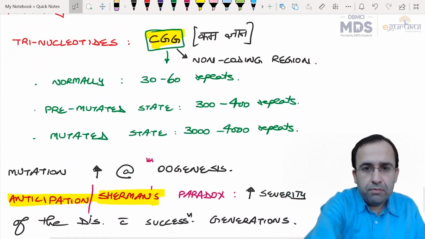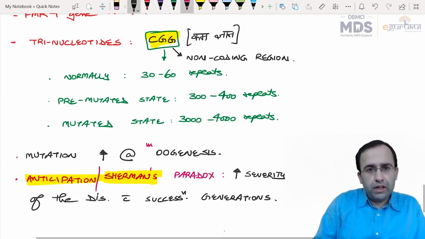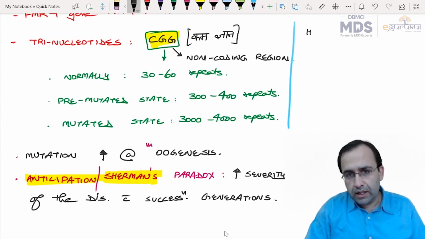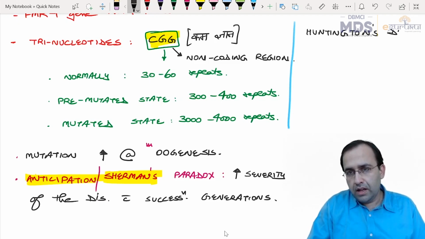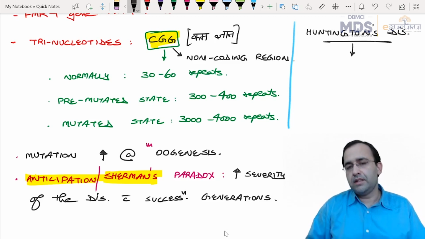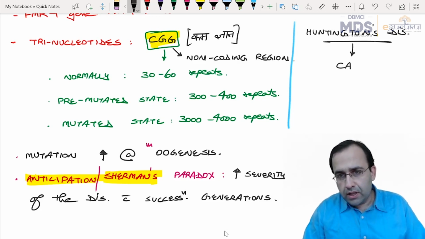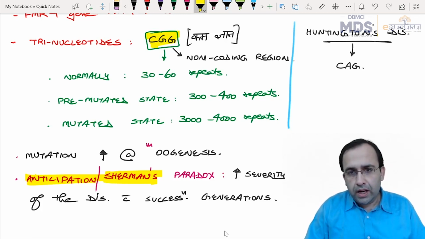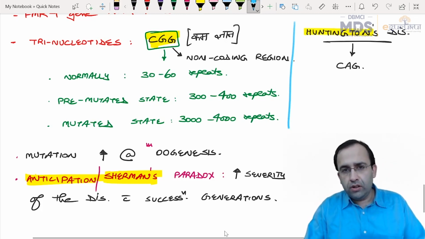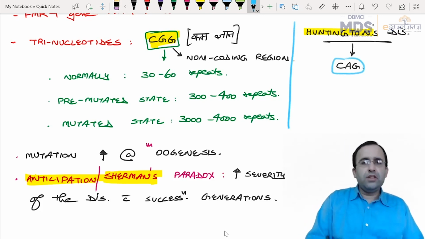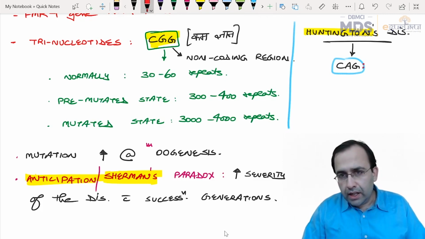Versus, put a line on the side, another trinucleotide repeat disease is Huntington's disease. Hunter keeps the animal in cages, CHE. So in Huntington's, the trinucleotides getting repeated are CHE, which are getting repeated in the coding region.